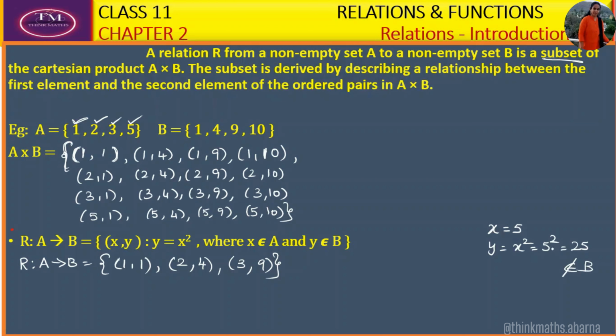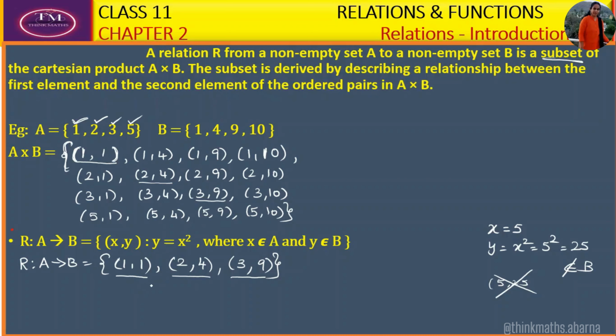So we cannot take 5 comma 25. Okay. So therefore these are the ordered pairs for the given relation. Here if you check, 1 comma 1 is in A cross B, 2 comma 4 is in A cross B, 3 comma 9 is also in A cross B. So we say it is a subset of the Cartesian product.